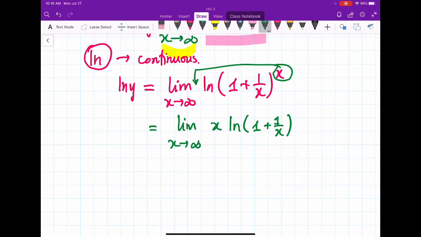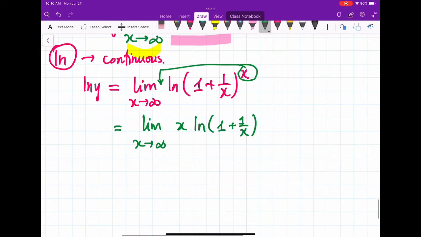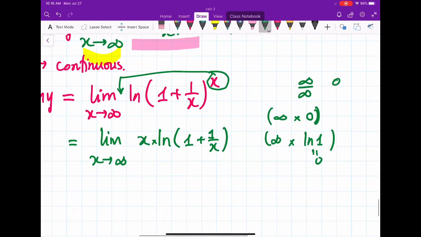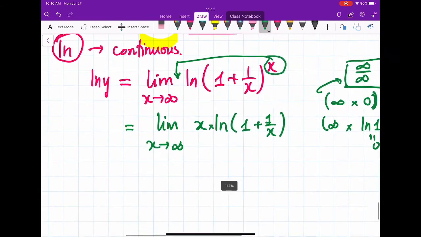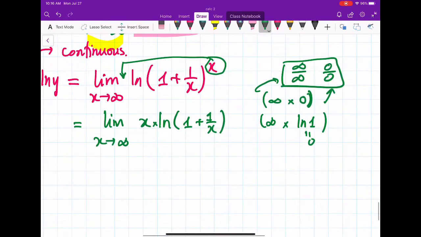Look at this. This is interesting. Now you plug infinity into this function. You get infinity times ln of 1, which is 0. So this is the form infinity times 0. But we just learned infinity over infinity and 0 over 0. And now we have infinity times 0. So how do we get one of these forms? It's pretty easy. I think that is important, so I would like to write that separately, okay?